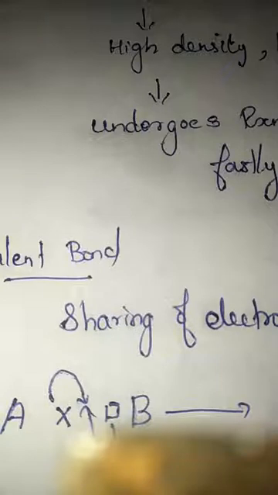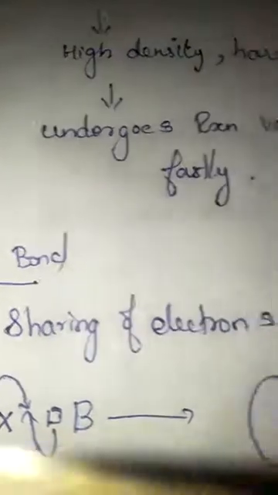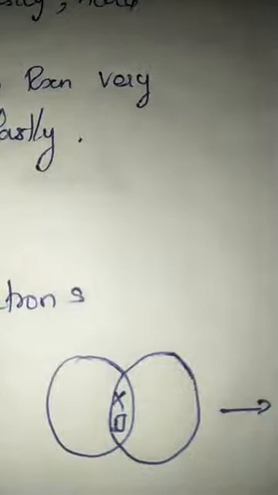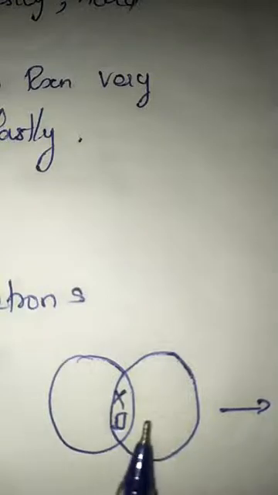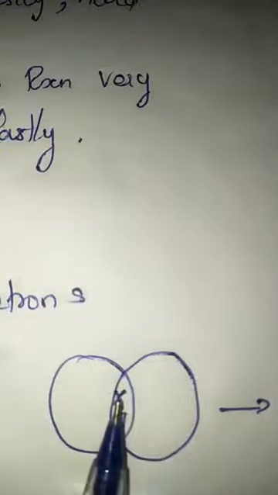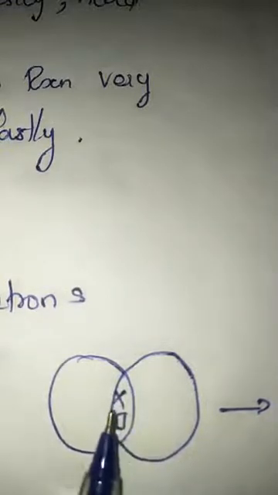And what is the other name? It can also be called an atomic bond. See here, A and B are sharing one electron for the bond formation. So overlapping of outer shells takes place, and this is the paired electrons. Now this is common for both.